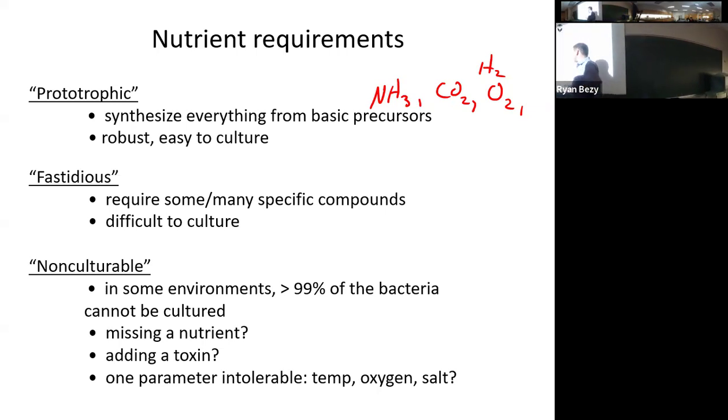It might be that we are missing a nutrient and we don't know what nutrient they need. It might be that something in the typical growth media we use, like our nutrient broth, has some type of compound in it that's toxic to these cells. It might be that they're intolerant of a certain temperature, oxygen concentration, or salt concentration. It could be a combination of those parameters as well. We don't know why, but we can't grow them in the lab.